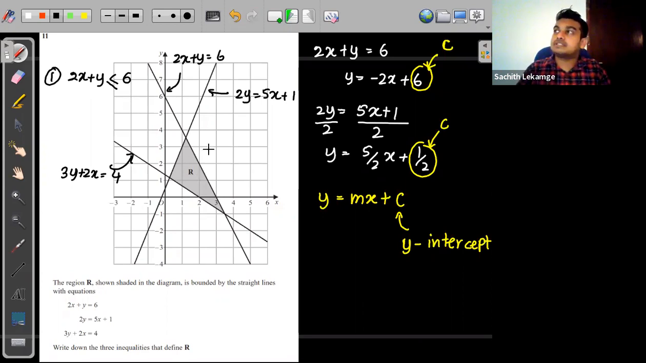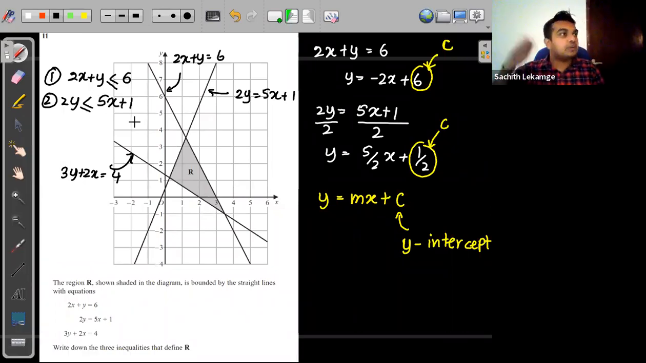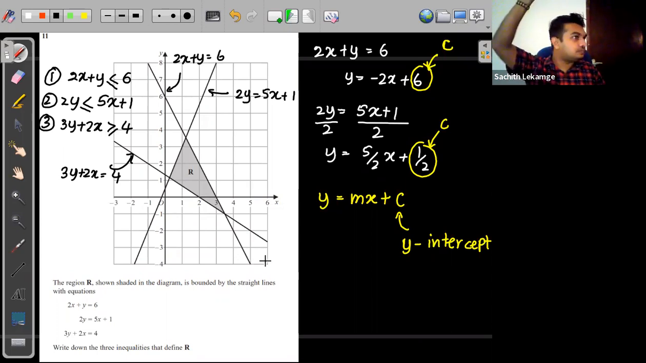The first inequality is this. What is the second inequality? From this line, you need to take below the line, agreed? Therefore, that one also I'm writing: 2y should be smaller than or equal to 5x plus 1. That is also below the line. This one is above the line. The third one I'm writing: 3y plus 2x bigger than or equal to 4. Got it? Any questions? No.